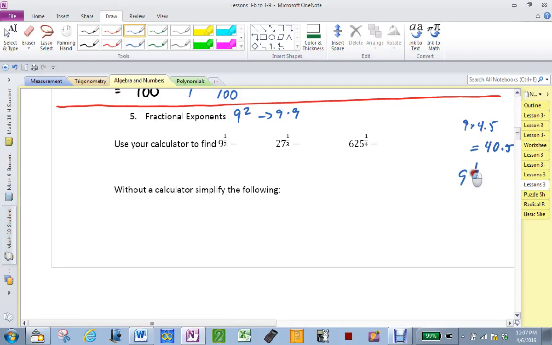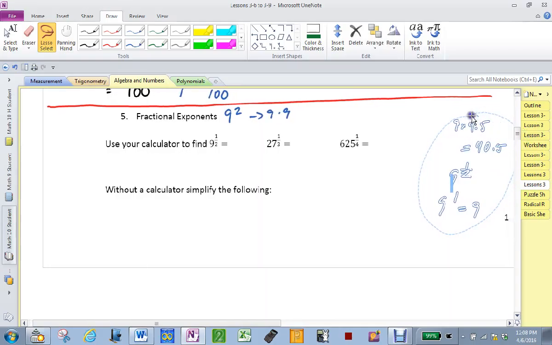Because 9 to the half is less than 9 to the 1, isn't it? Because a half is less than 1. 9 to the 1 is 9. So 9 to the half must be what? Bigger or smaller than 9? Smaller. It has to be, doesn't it? Because as exponents get bigger, the numbers get bigger, right? So it can't be 9 times 4.5. Can it?